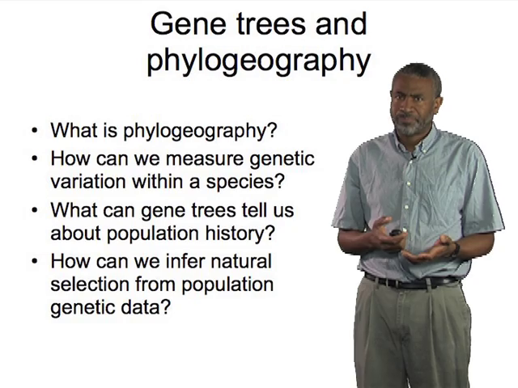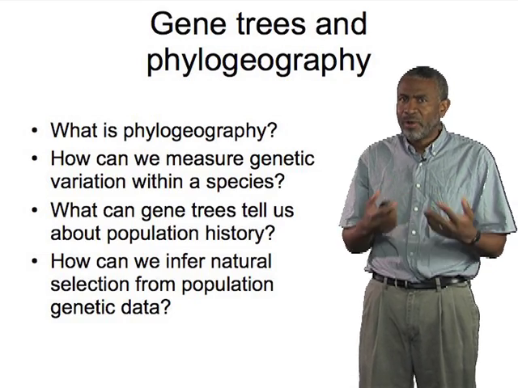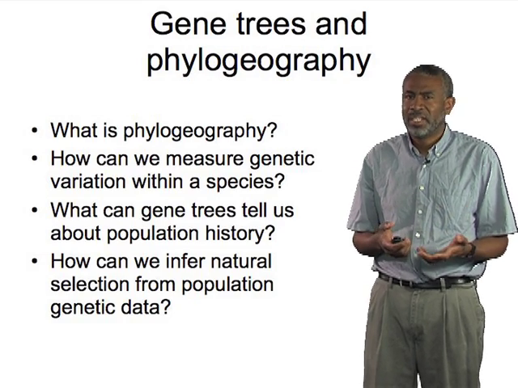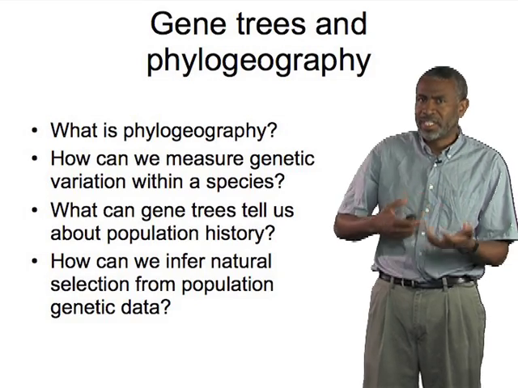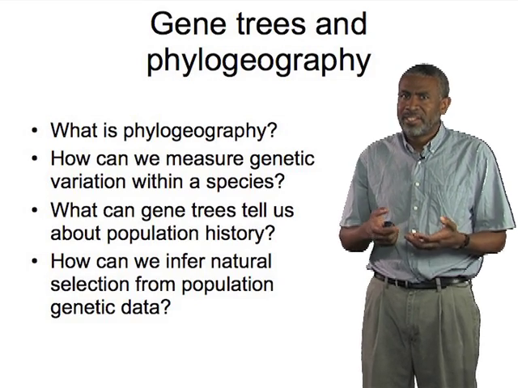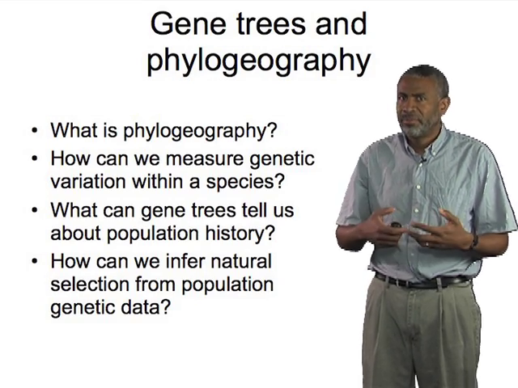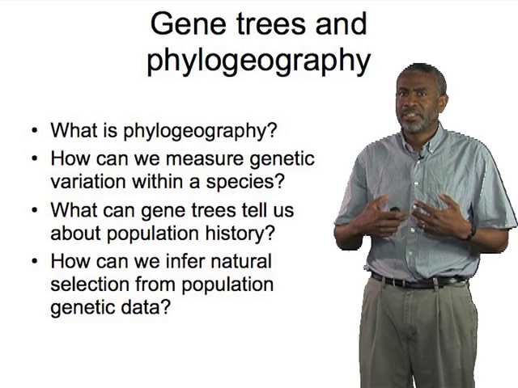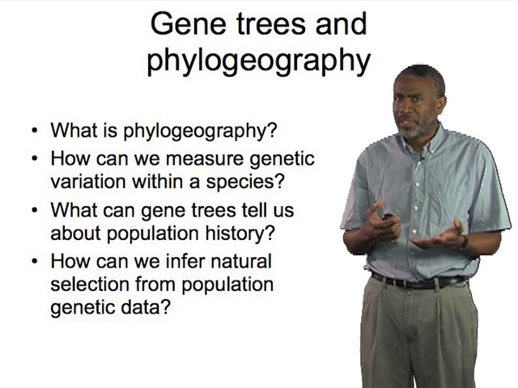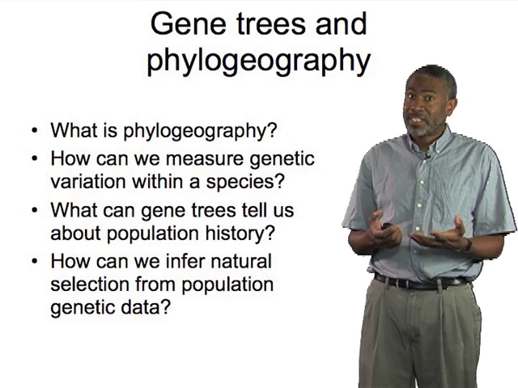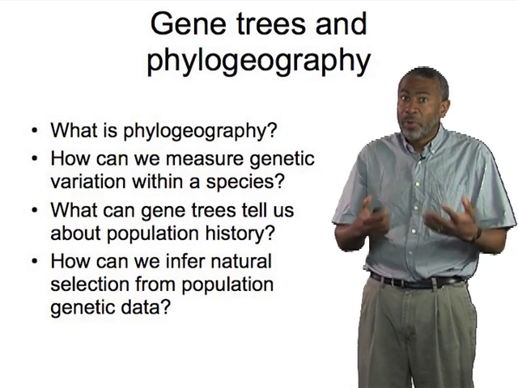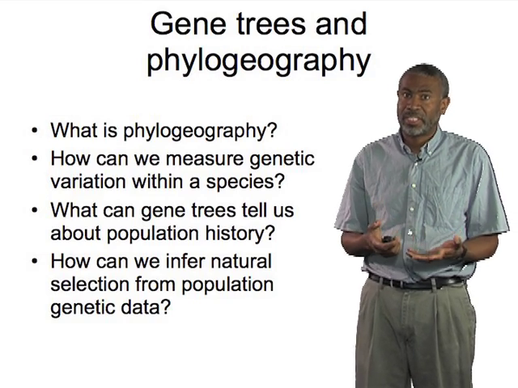And then finally, we're going to talk about how do we look at natural selection. How can we tell whether genetic variation is not being influenced by just neutral processes, just random processes of population genetics, but might actually be influenced by deterministic processes like natural selection?